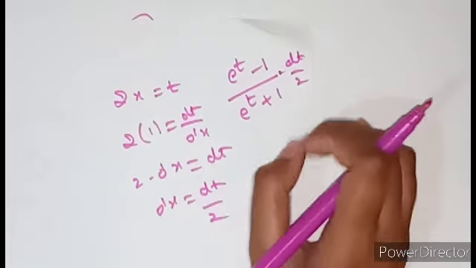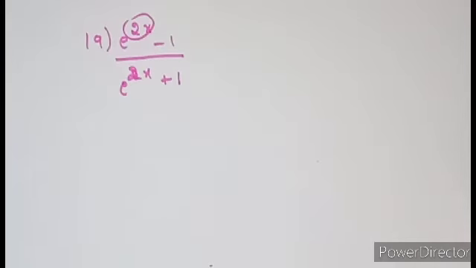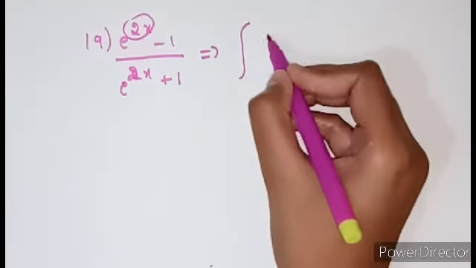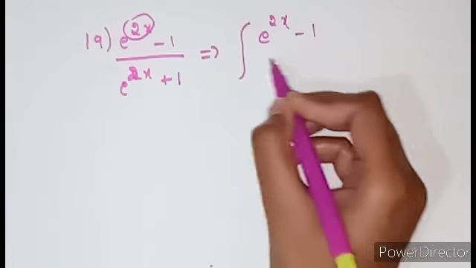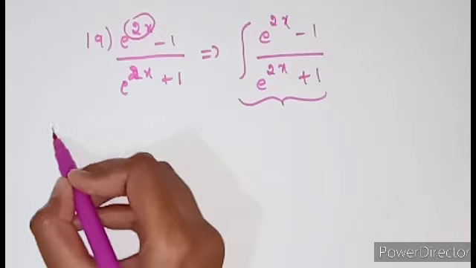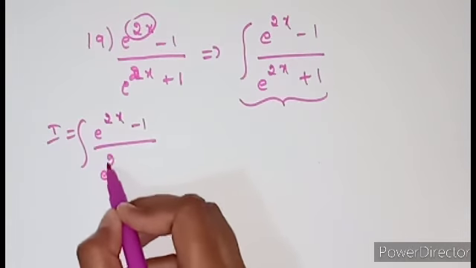Then we can't solve the problem very easily. So here what we have to do is divide e power x in the numerator as well as the denominator. I'll show you how it is. First, take the integral on both sides. Let us take I equals the integral of (e raised to 2x minus 1) upon (e raised to 2x plus 1).